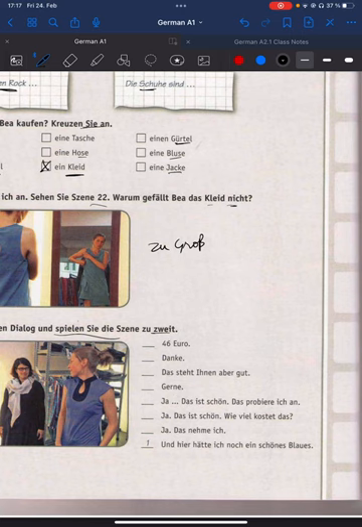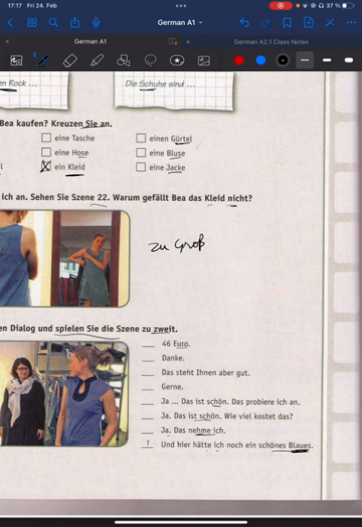Okay. 46 Euro, danke. Das steht Ihnen aber gut. Gerne. Ja, das ist schön. Das probiere ich an. Ja, das ist schön. Wie viel kostet das? Ja, nehme ich. Okay. Und hier, ich hätte noch keine schöne Bluse.